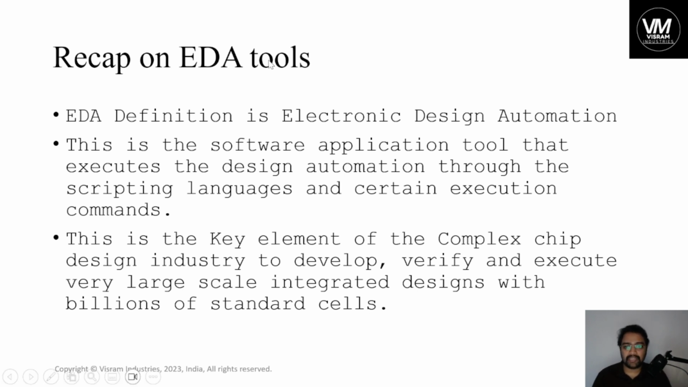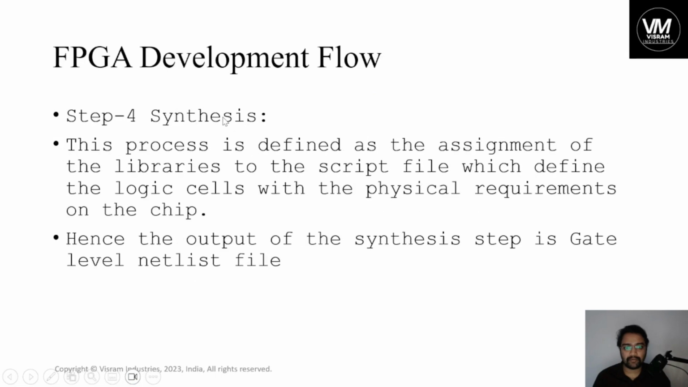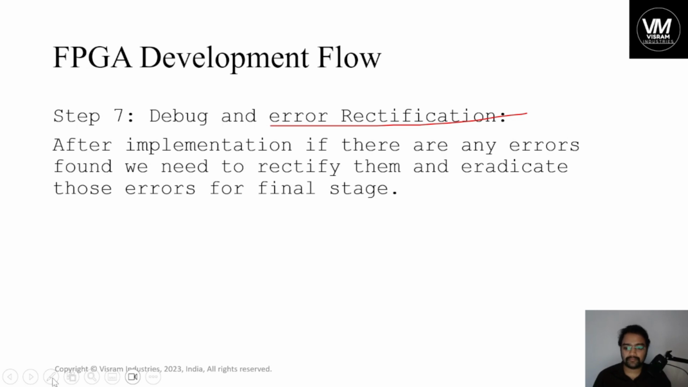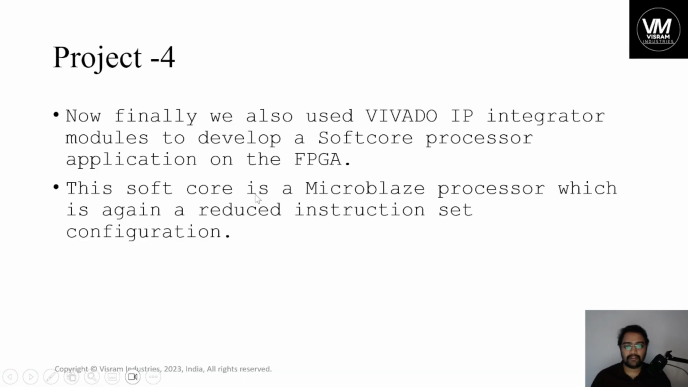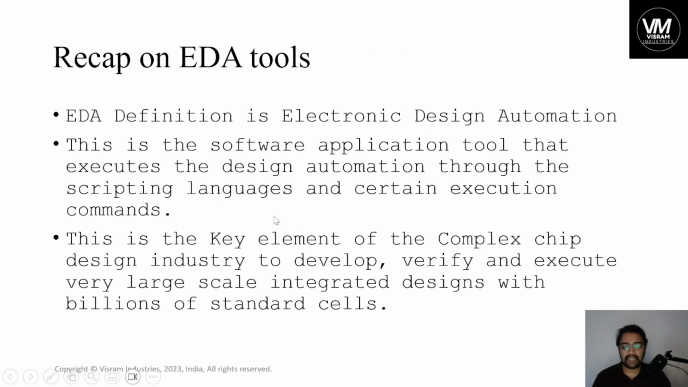So recap on the EDA tools. EDA definition is nothing but electronic design automation. So this is a software application tool where we run the FPGA development flow, and these EDA tools are essential for writing our own scripts and executing the design with more complexity, in terms of lakhs of transistors available in the logic cells. So that is the importance of EDA tools.